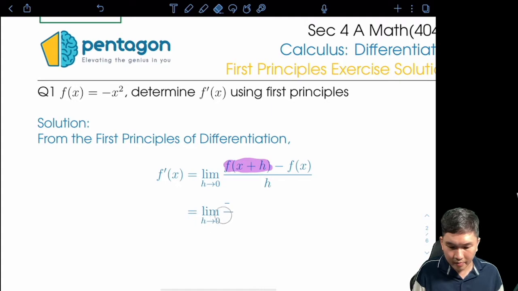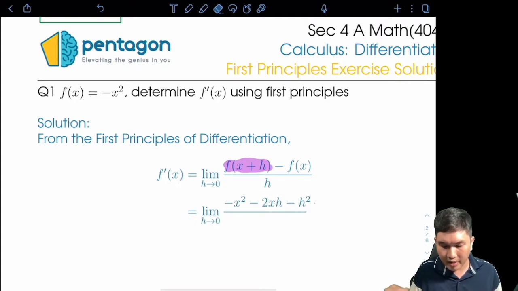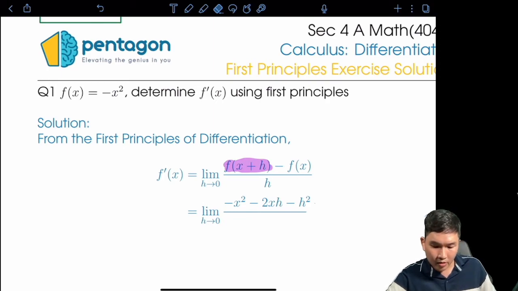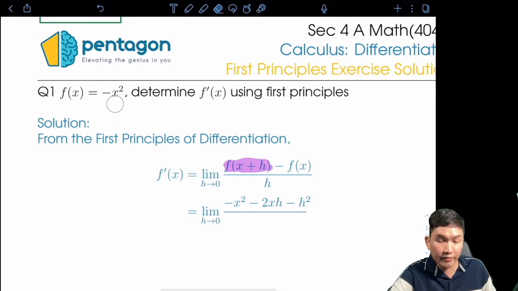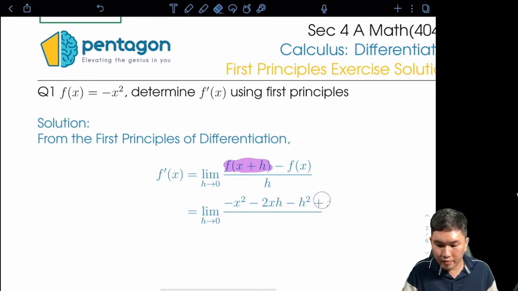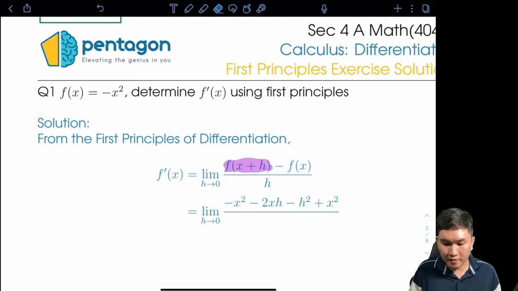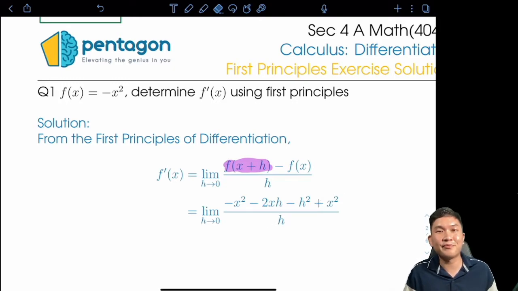So in the next line, f of x plus h: negative x squared, negative 2xh, negative h squared. Okay, not to forget, I still have a negative f of x, which should just be negative x squared. That is actually a positive x squared. And all of this is divided by h.